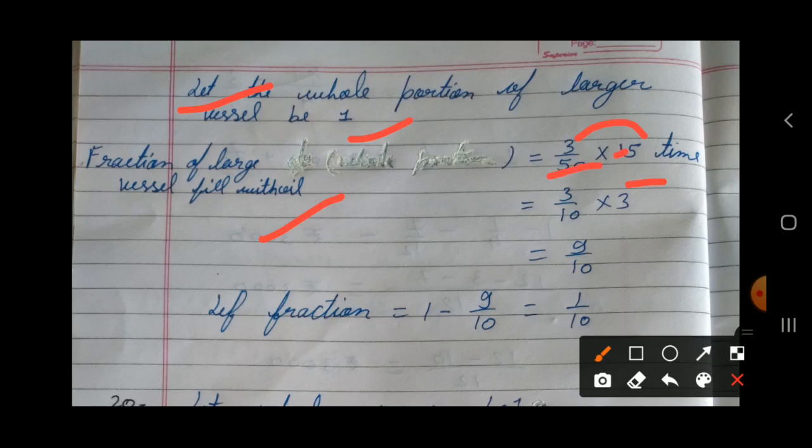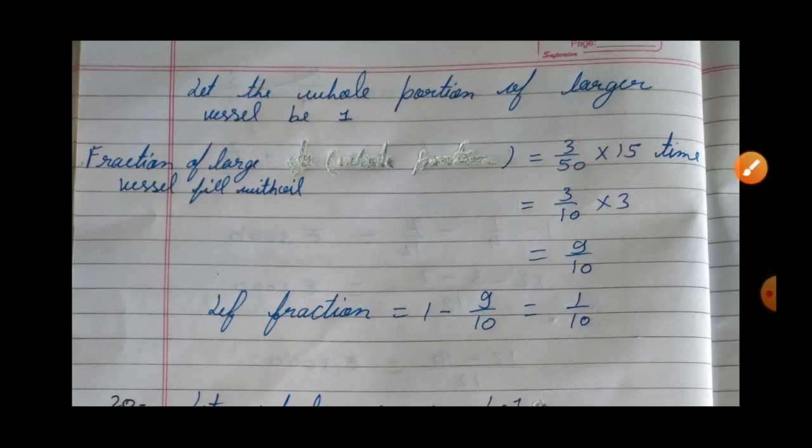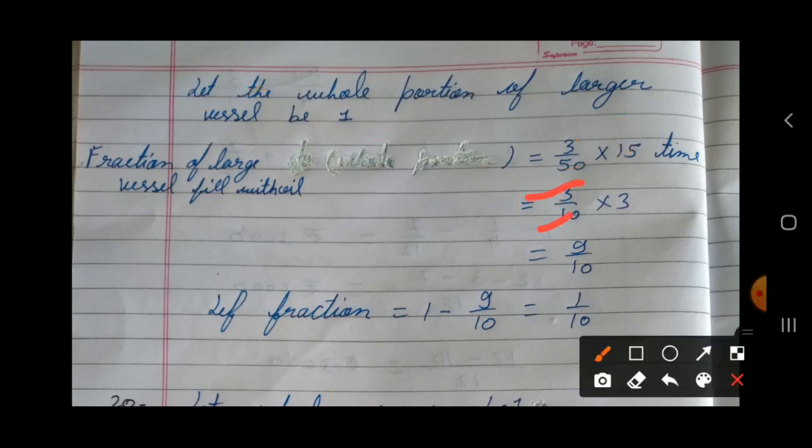50 and 15 both are divisible by 5. 5 threes are 15, 5 tens are 50. Now we are getting 3 upon 10 multiplied by 3. 3 multiplied by 3 is 9 upon 10. This is the fractional form of the large vessel filled with oil.